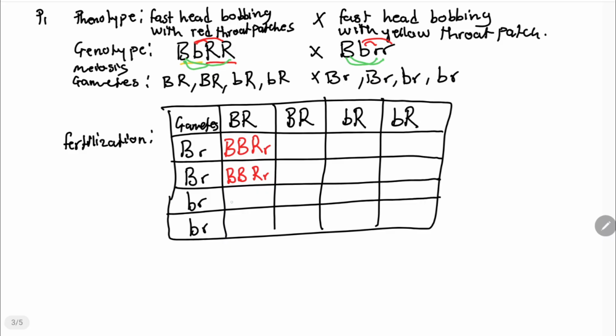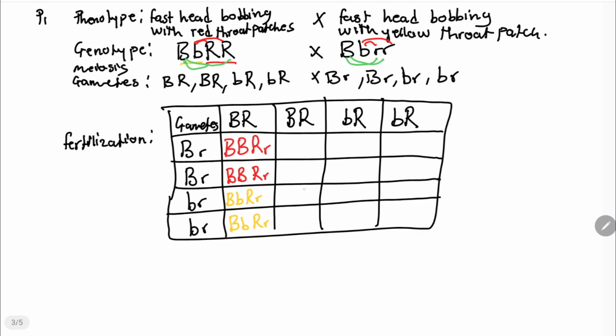Now let's come to this box. In this box, it will be capital letter B from the top and small letter b from the side. So it will be capital letter B, small letter b, capital letter R, small letter r. The same will also apply to the very last box. So it will be capital letter B, small letter b, capital letter R, small letter r. Right.